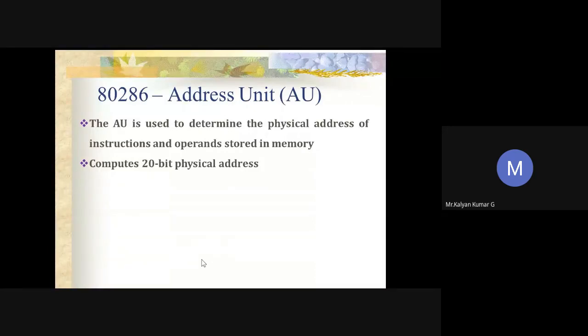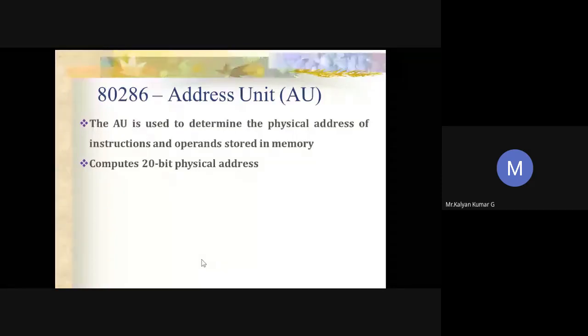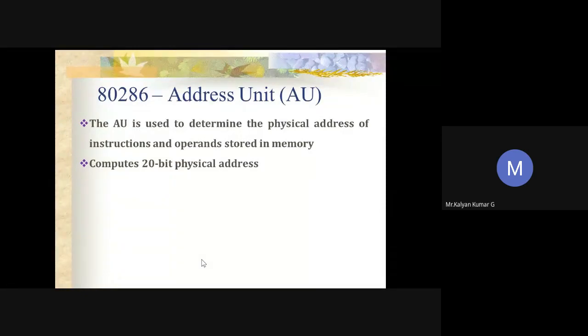So the main function of this address unit is to determine the physical address of the instructions, and not only instructions, even operands, which are stored in memory. So the address unit computes your 20-bit physical address with the help of the contents in your segment register, together with your 16-bit offset, similar to your 8086. Okay, so the same way you used to calculate the physical address in 8086, the same procedure you are able to follow for 80286 also.